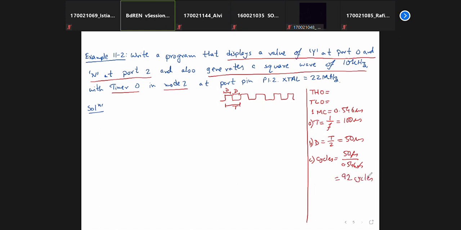So if we need 92 cycles, the last step is, since it is an 8-bit auto reload in mode 2, we need to subtract it from 256. I don't know whether you remember or not, but if I keep asking, the class will not finish. So I need to finish it. 164. So convert this 164 into hex. We will get 0A4H. So that is the value that we need to store in TH0 for generating 10 kilohertz with timer 0 in mode 2.